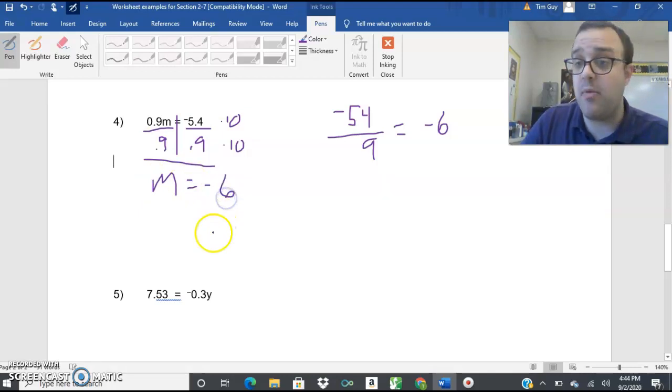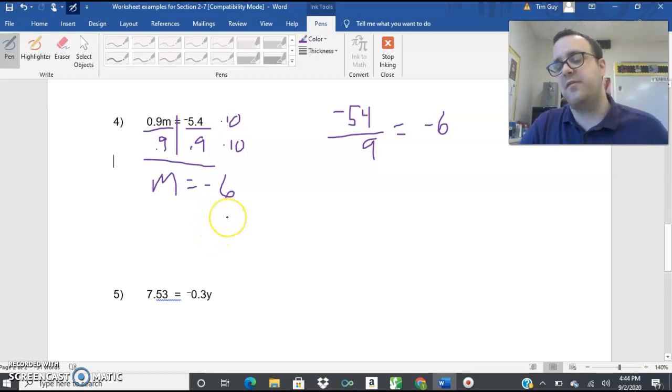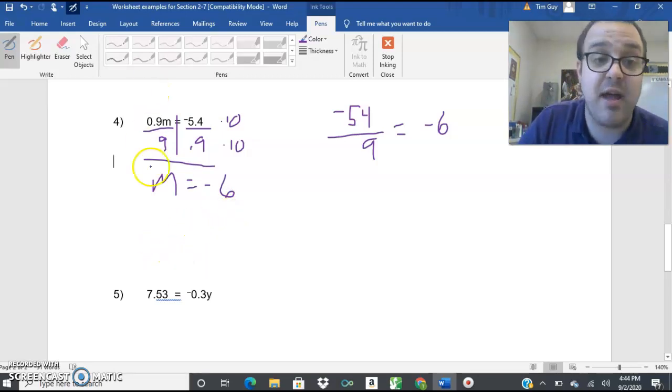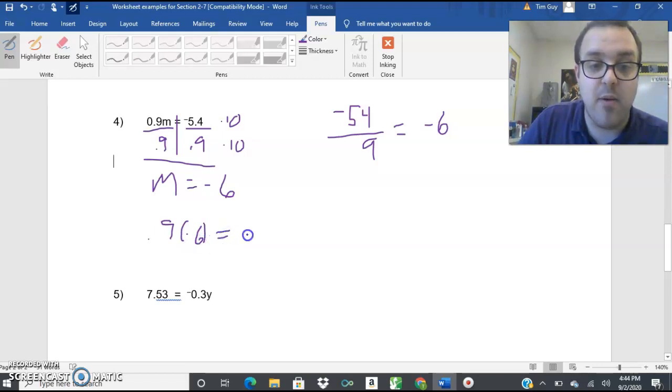All right, so I'm good to go. Oh, wait, I almost forgot. I got to make sure I do my check step. So we're going to do 0.9 times negative 6 and make sure that that actually gives me negative 5.4. And if I go ahead and check that, I will see that that does, in fact, give me negative 5.4. So we did a good job. That's going to check out for us.